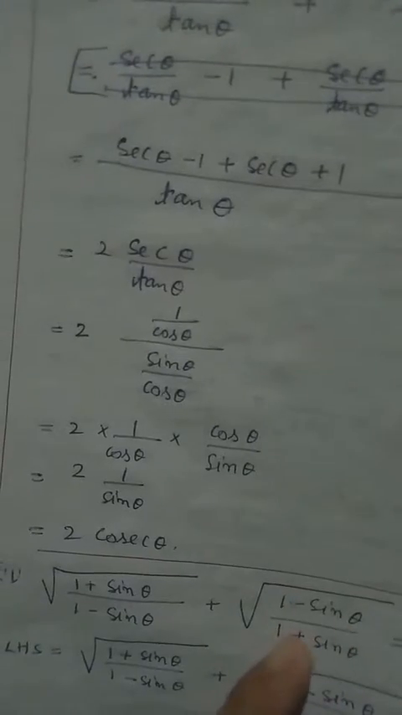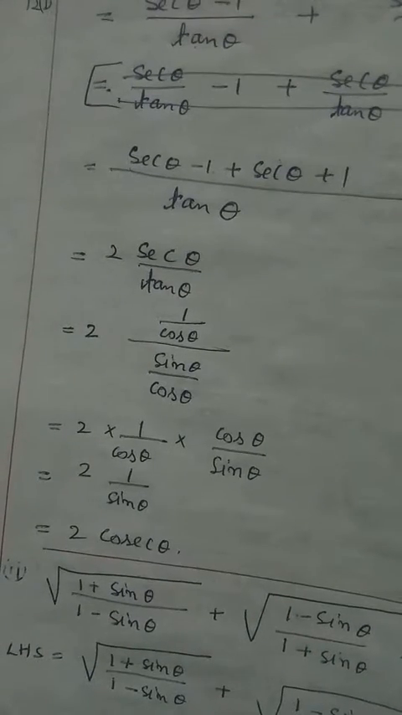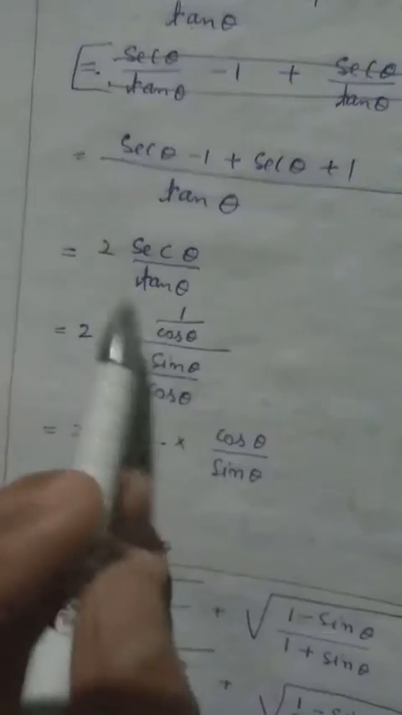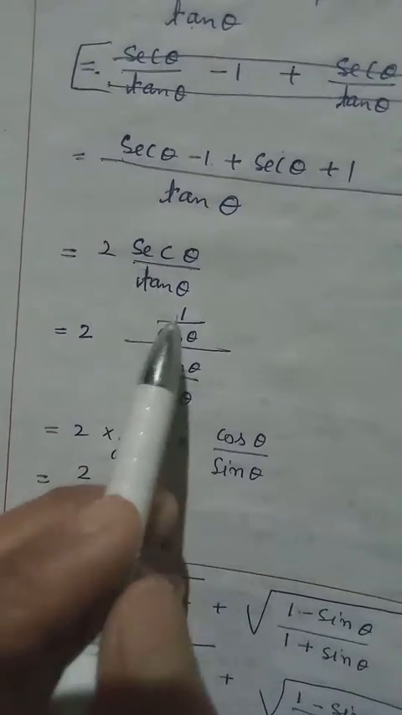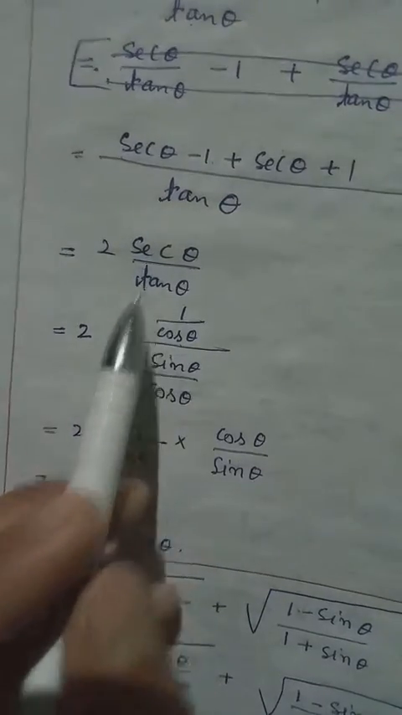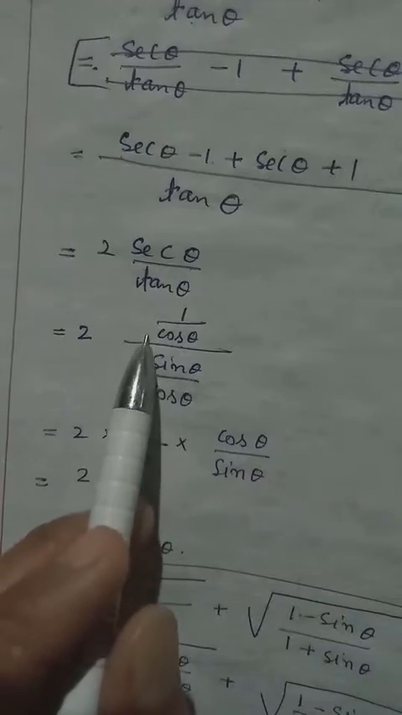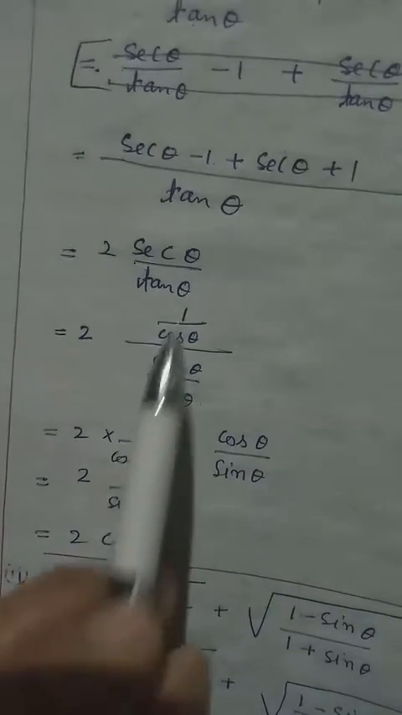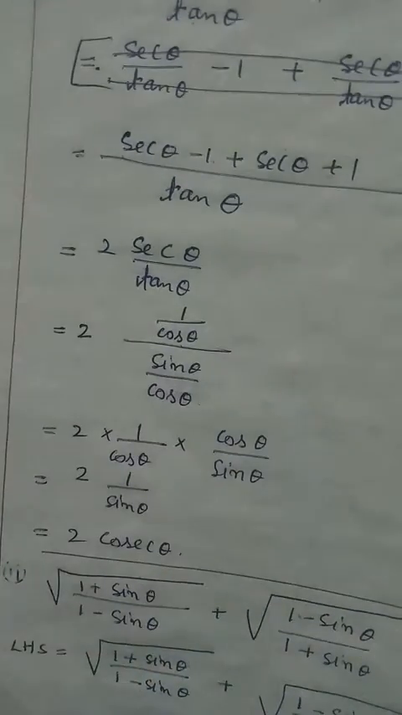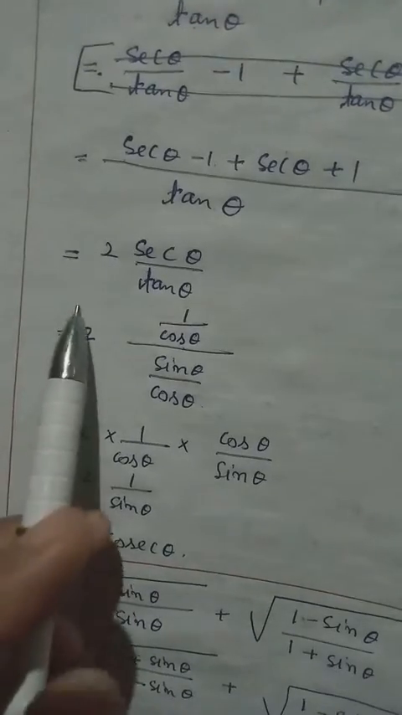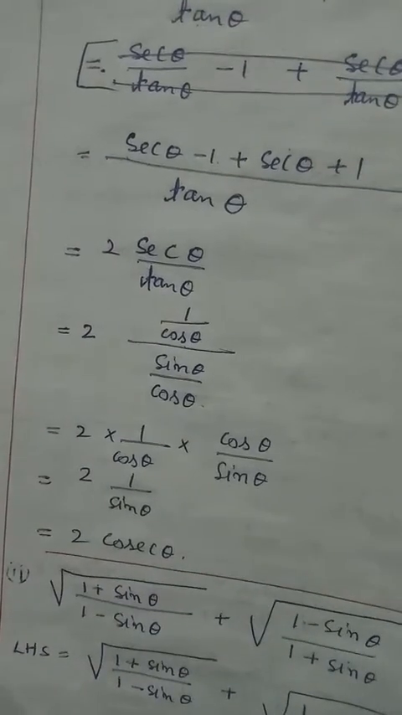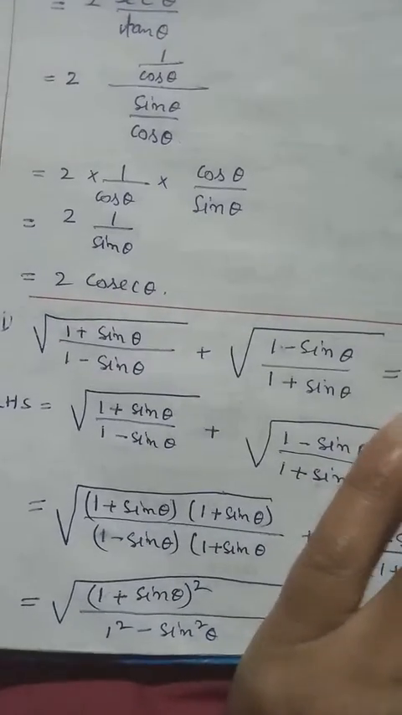Then in the right hand side, we want only cosec. So let us change everything to sine and cos. 2 let it remain 2. Sec we know it is 1 by cos. Tan we know it is sine by cos. Cos down we can cancel. So 1 by sine is equal to cosec theta, and 2 remains from there, which is equal to the right hand side.